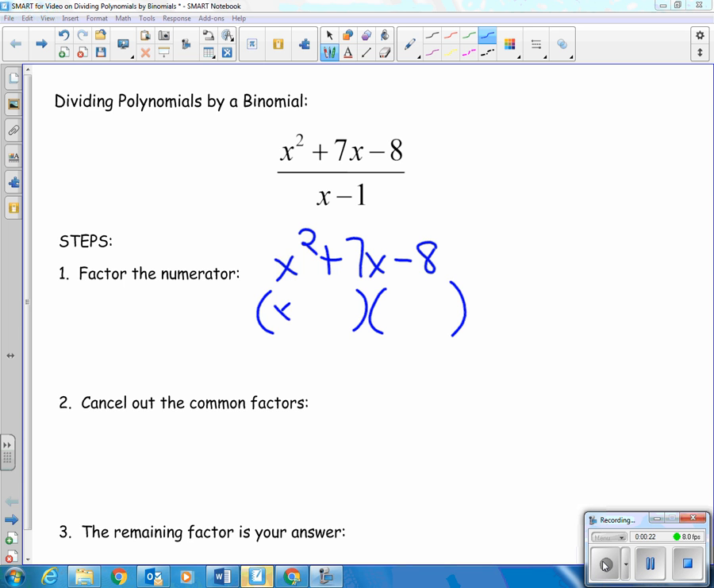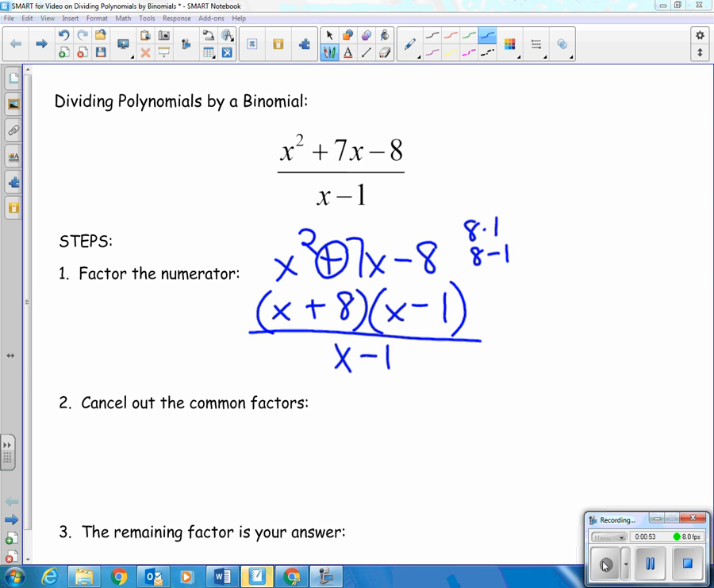So we know that our first term will be x. We know one of them will be a plus and one will be a minus because we have our plus sign and we have our minus sign. And we're looking to see what would create 8 and also 7. So factors of 8 would be 8 times 1. And if we do 8 minus 1, we get our positive 7. So we're going to put the 8 here and the 1 here. And if we were to FOIL back, we know that we've got the right thing there. All of that is going over the denominator still, x minus 1.